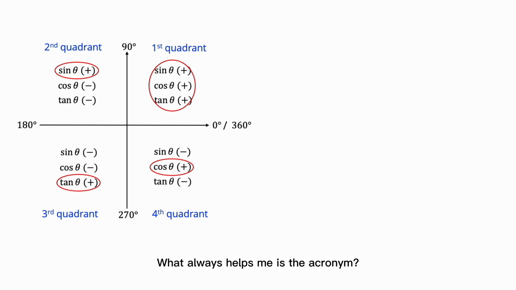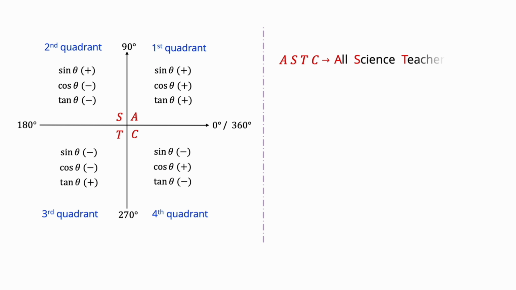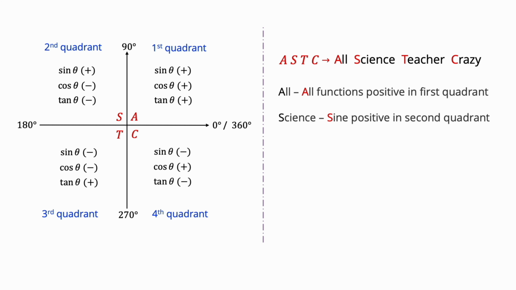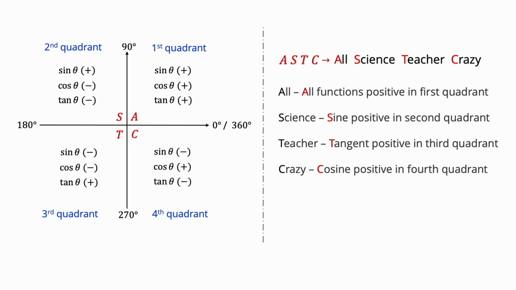What always helps me is the acronym A, S, T, C. All science teachers crazy. A, all functions positive in first quadrant. Sine, S, sine positive in second quadrant. Teacher, T, tangent positive in third quadrant. Crazy, C, cosine positive in fourth quadrant. Or we can use other acronyms like add sugar to coffee.